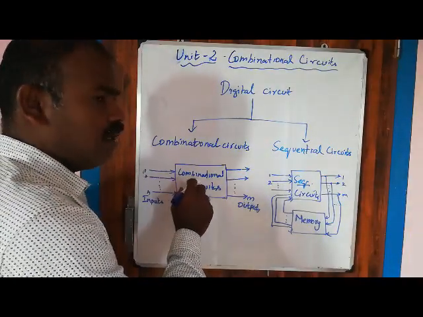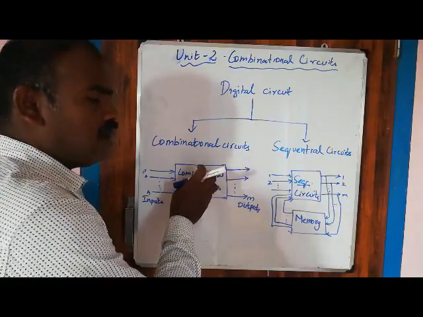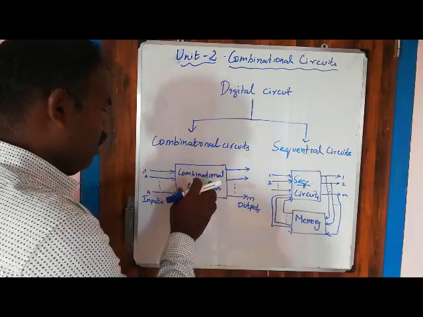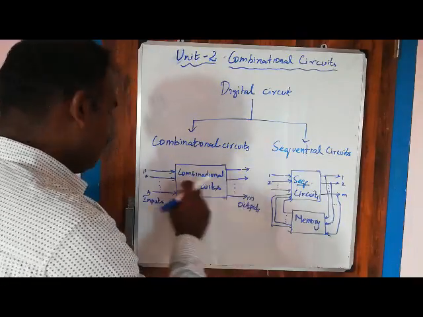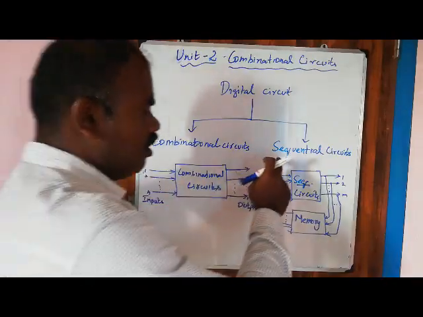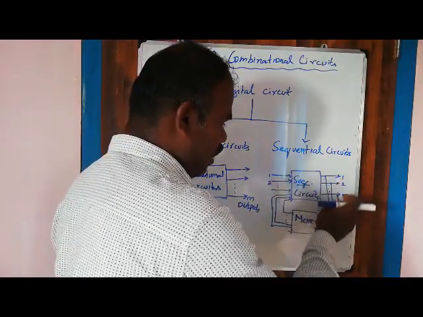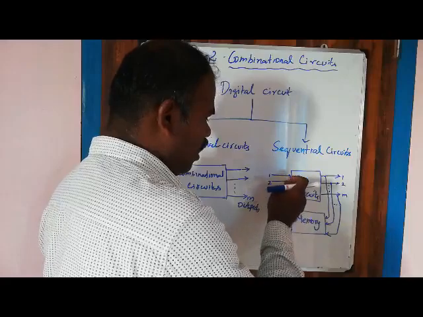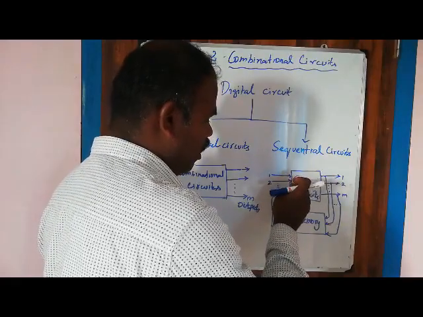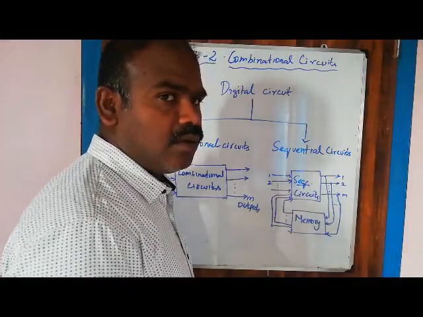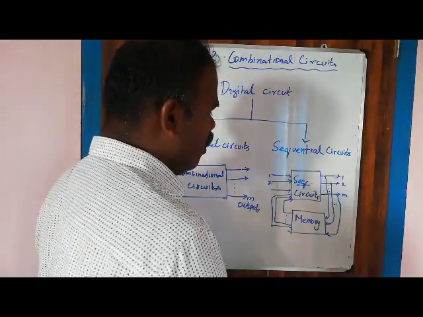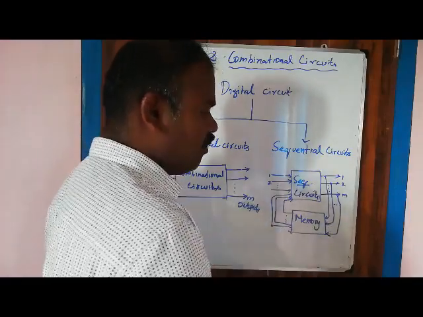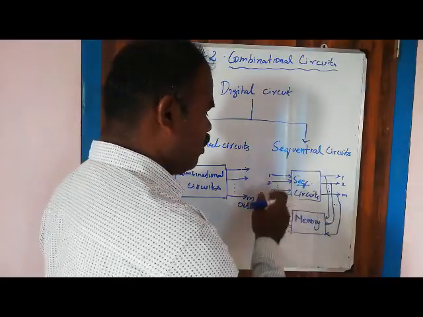The combination circuit means it is a combination of logic gates. The output of the combination circuit depends upon only the inputs. But in sequential circuit, the output is fed back and given to memory, and the output of the memory is again fed back and given as an input to the sequential circuit. So here we are using another extra element, memory element, for storing the output and giving it to the input.